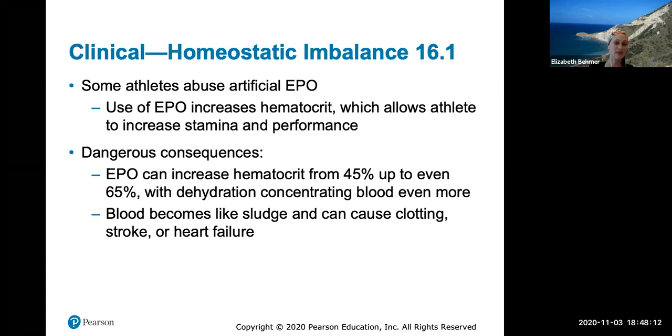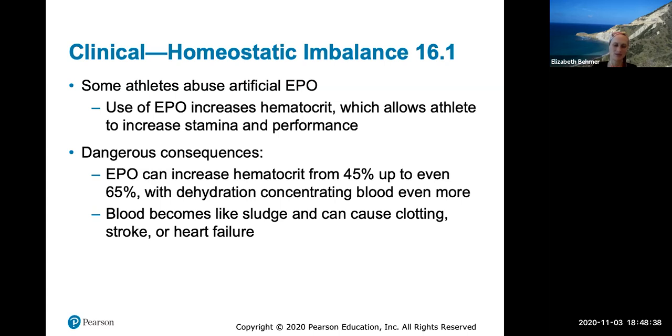Some athletes abuse artificial erythropoietin, and I am not an expert in what athletes use in terms of drugs, so don't ask me any more questions about this. But from what the textbook says, some athletes will abuse artificial erythropoietin, and erythropoietin will just increase their hematocrit. So why would athletes want to pump themselves with erythropoietin? Why would they need that?